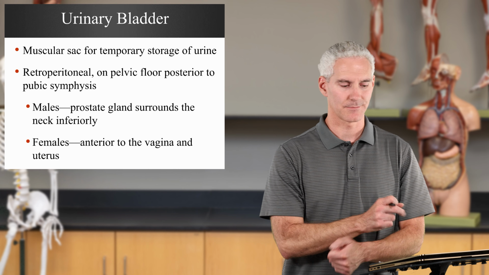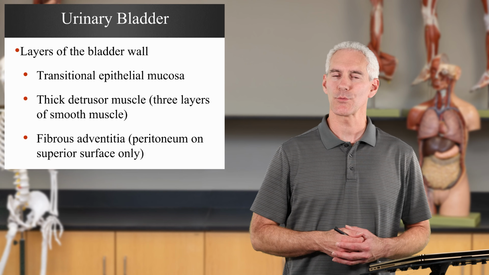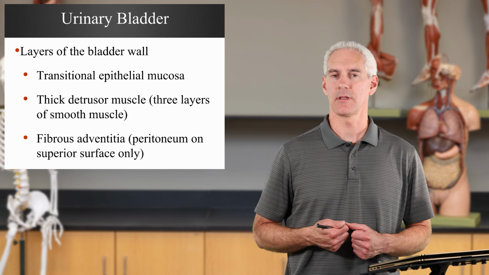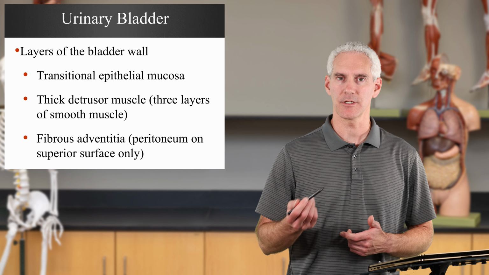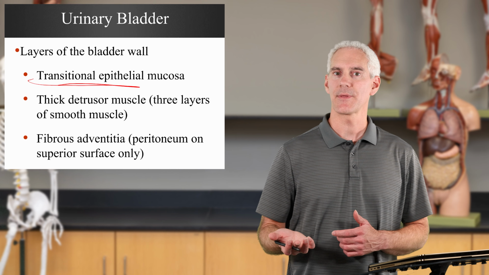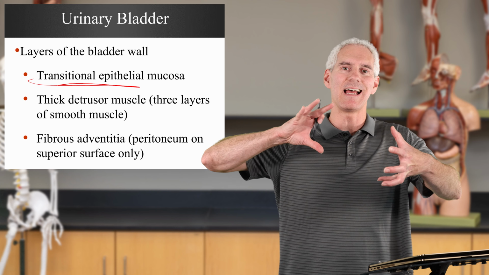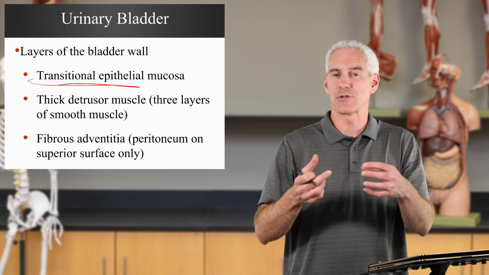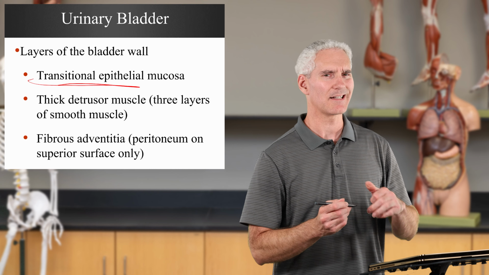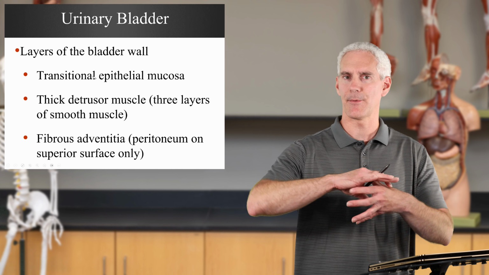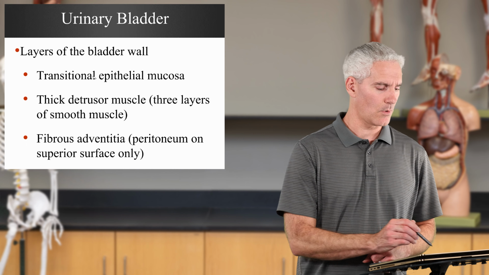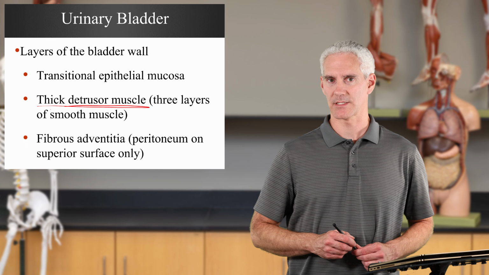Males have the prostate. Now there are 3 distinct layers to the urinary bladder. The most internal layer, the one that's touching the actual urine, is transitional epithelium. Transitional epithelium, remember, stretches or distends. It's going to open up as the urine fills, allowing the urinary bladder to distend. Now, it's not unlimited. There is a limitation to how much it can stretch, but it can stretch quite a bit.